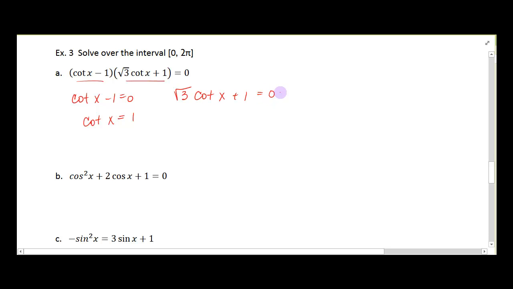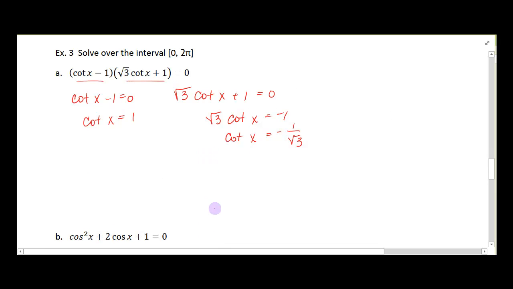And this equation should be set equal to 0. And I'm going to get them both to the same point here. When I subtract 1 to the right hand side, I get the square root of 3 cotangent x is equal to -1. Divide both sides by the square root of 3, and I get cotangent of x is equal to -1 over the square root of 3. So at this point, I've got both of these equations isolated as far as I can down to their trig term. Now I need to determine what the solutions are to each of these 2 equations.